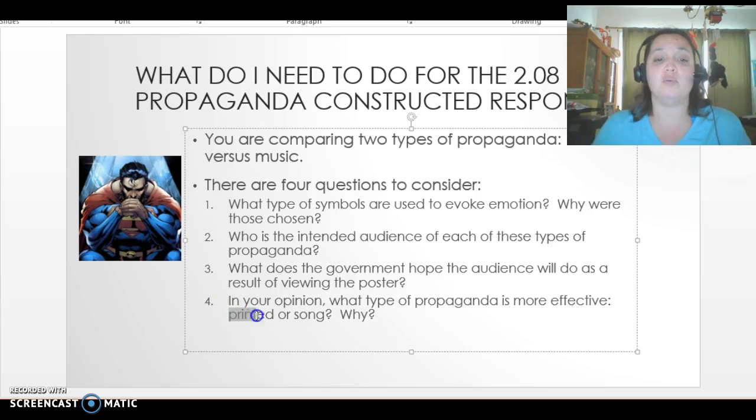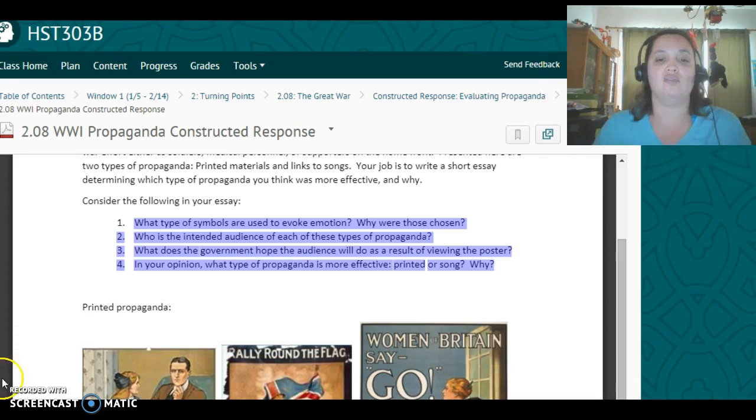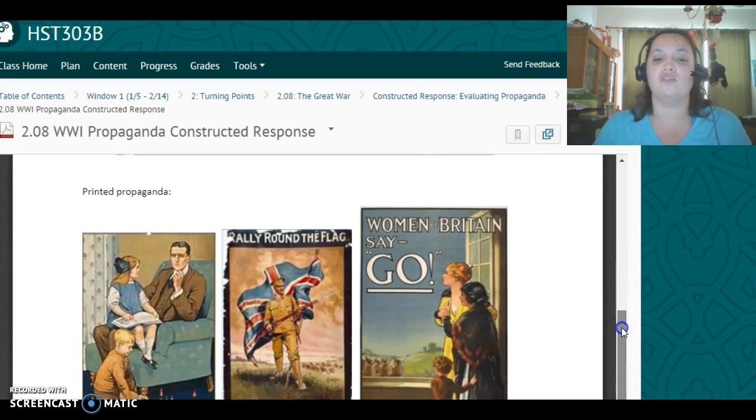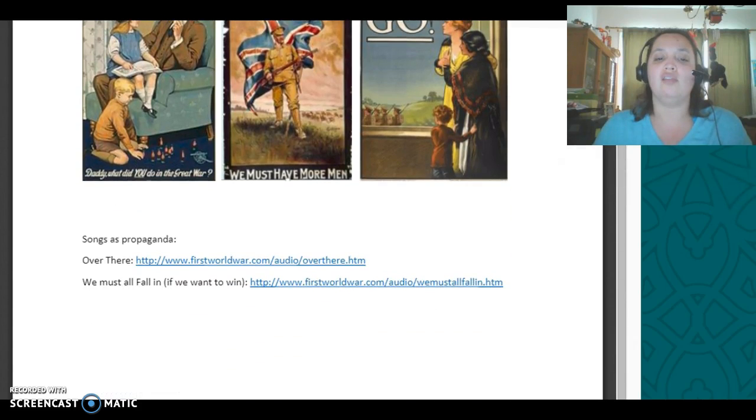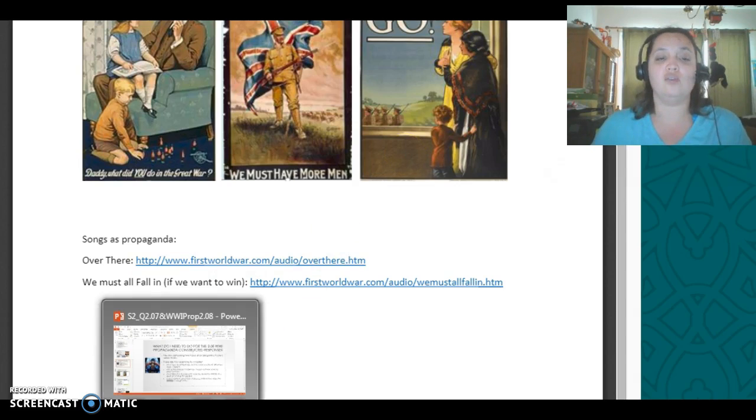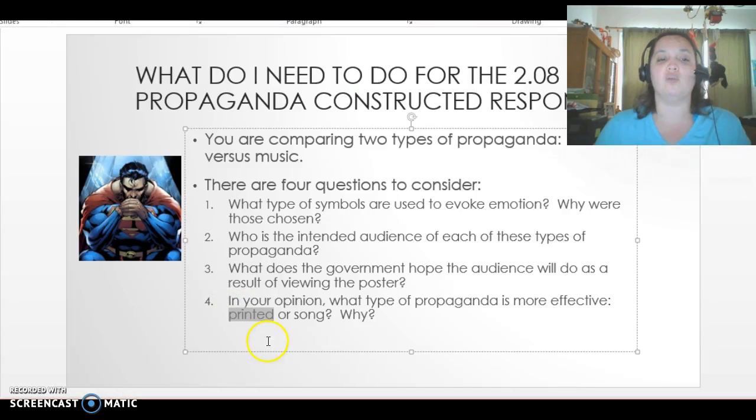So if you think the printed propaganda, if you think these posters, let me flip back to that, if you think these posters are more effective here, that's fine. Why? What makes them better than these songs? Or if the songs are better, what makes them better? It could be as simple as, I think songs are catchy, they stick with me, or I think the pictures make me feel more emotions than the songs do. So again, it's not that there's a right or wrong, it's that you have to say why.